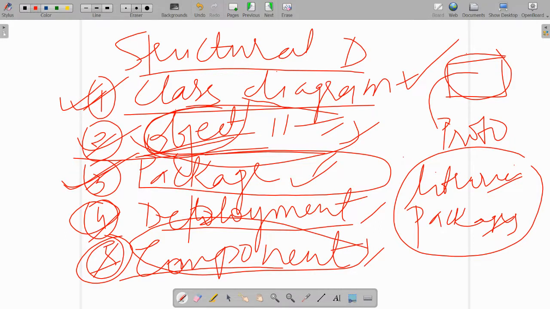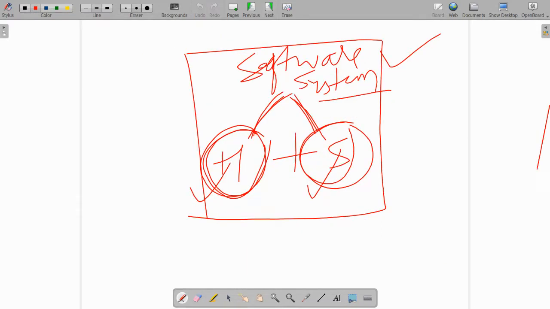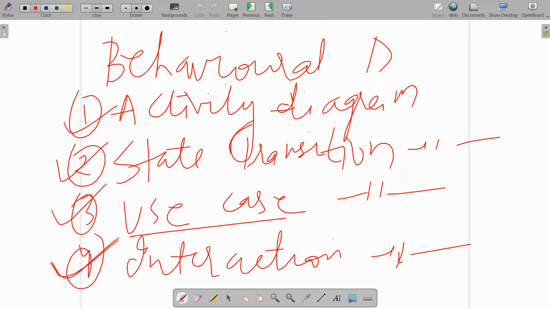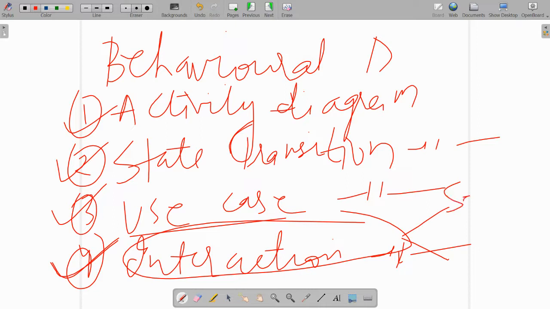There are two types of collaboration diagram. Or you can say, when you talk about this interaction diagram, it can be of two types: a sequence diagram, or a collaborative diagram. We will not go into the detail of this.